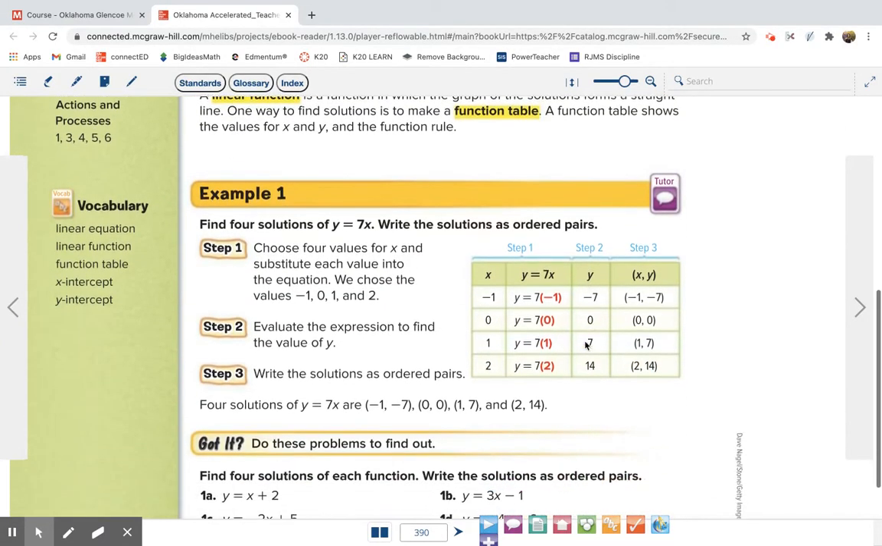We've done these before. So for example 1, it says find 4 solutions of y equals 7x. Write the solutions as ordered pairs. So we choose 4 numbers, so we get to choose those. So make it simple. -1, 0, 1, and 2. It's that function table we've seen before.